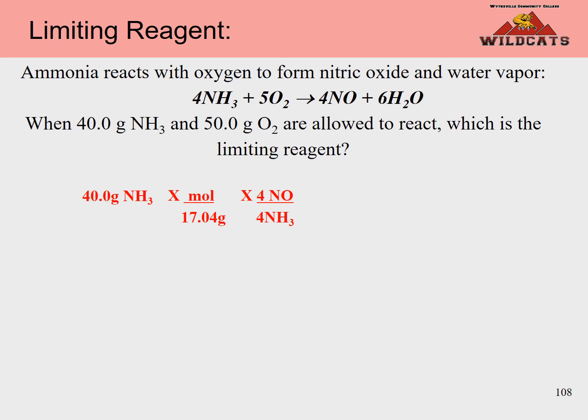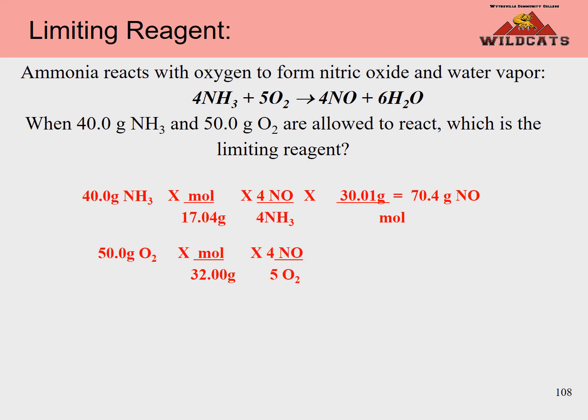This doesn't tell me which one to use. It's just asking for the limiting. So I just picked one or the other. And I just chose 4NO because it comes first in the equation. I could have used the 6H2O on the bottom and compared them. And so if I take this out to a grams to grams problem with the NO, I end up at 70.4.